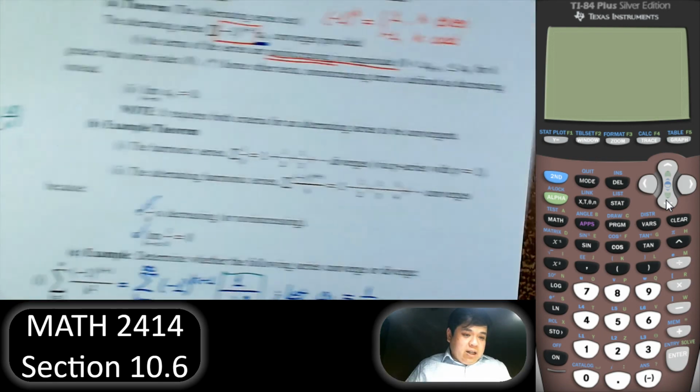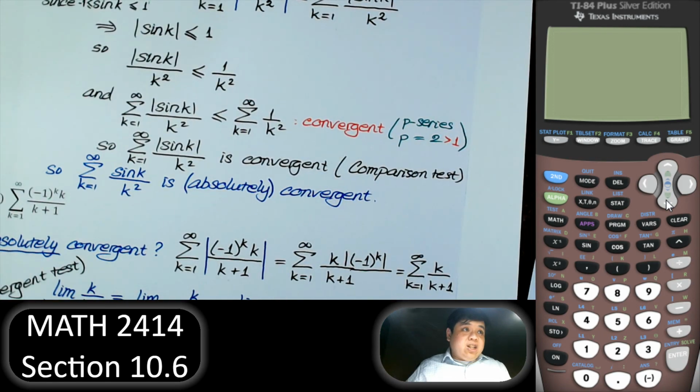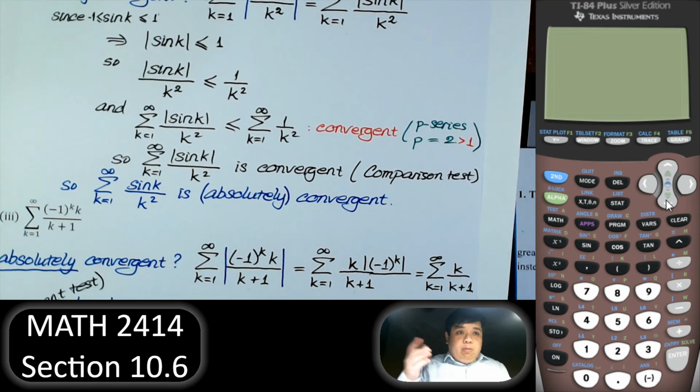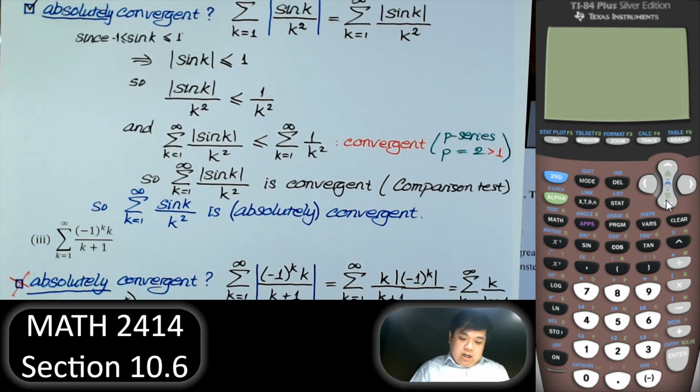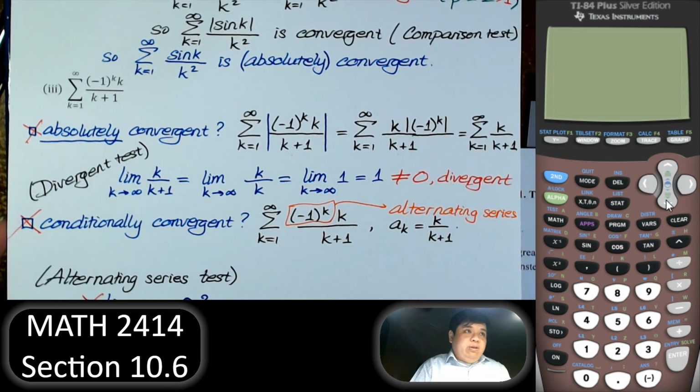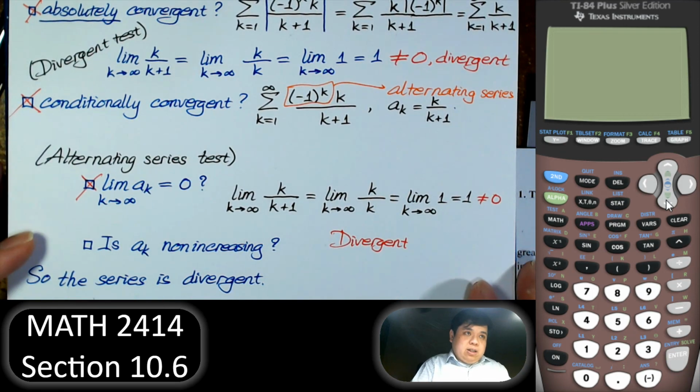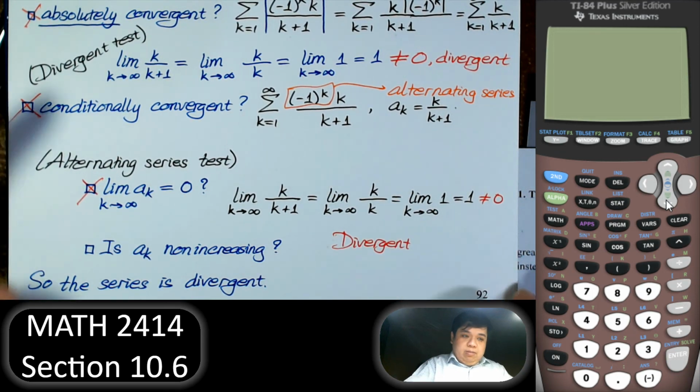Alright, so with that, I stop section 10.6 here. In 10.7, we'll learn 2 more tests for convergence and divergence. But that will be the next section.